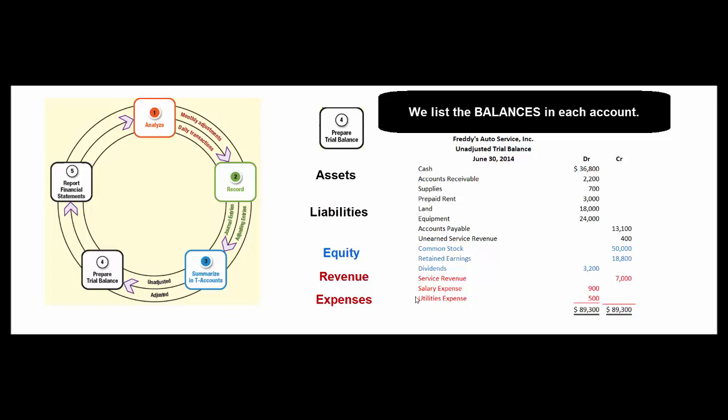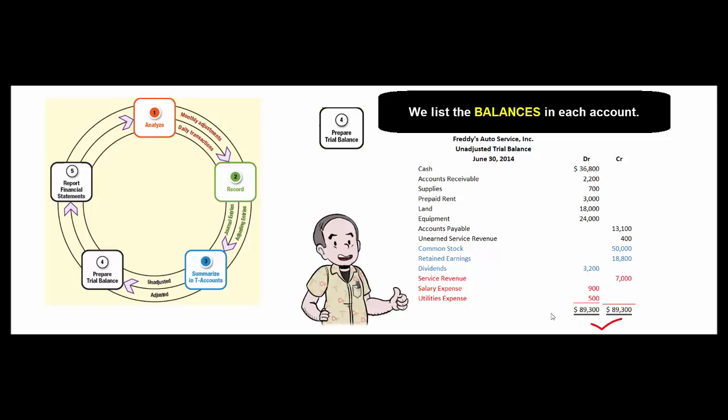And if we've done everything properly, all our debits equal all our credits. That's why it's called a trial balance. Please note that there's not a debit number and a credit number next to any account. The number that's next to the account is the balance. After we offset all the debits against all the credits, we have a cash balance of $36,800. In this example, our debits equal all our credits, so we can move on to the next step.